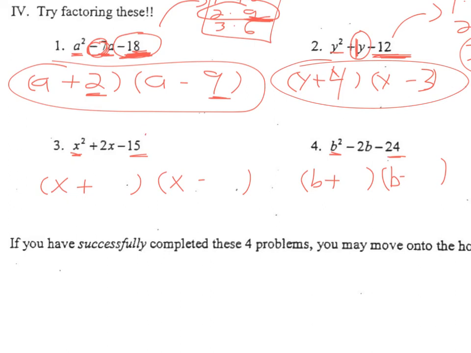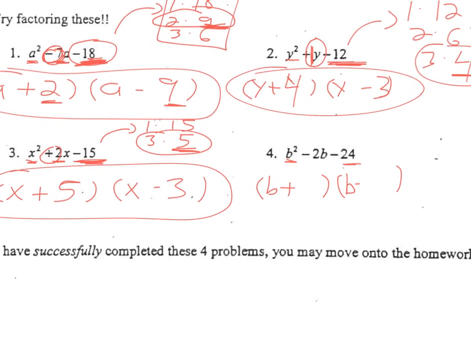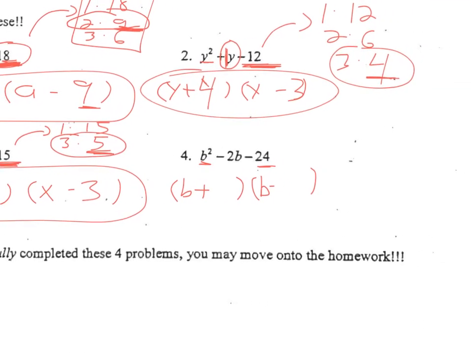Okay, for 3, my only factors for 15 are 1 and 15 and 3 and 5. So since this last one's a negative, we're asking ourselves which of these two pairs gives us a difference of 2, and it's this, 3 and 5. Since that first sign's a positive, the 5 is going to go with the plus, and the 3 goes with the negative. So that's our answer. Remember, you can FOIL all these out. If you FOIL all these out, you should end up with what you started with. All right, move this over to 4.